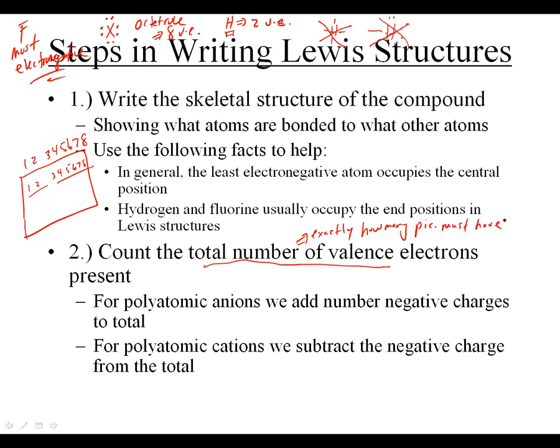So once you figure out the total number of valence electrons, when you draw your Lewis structure, you should have exactly that number. You can't have any more. You can't have any less. It's got to hit that number right on.